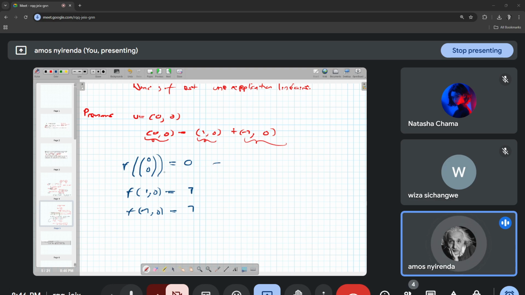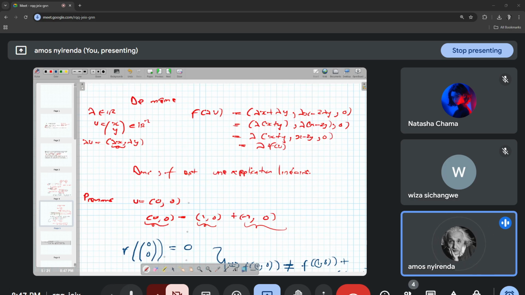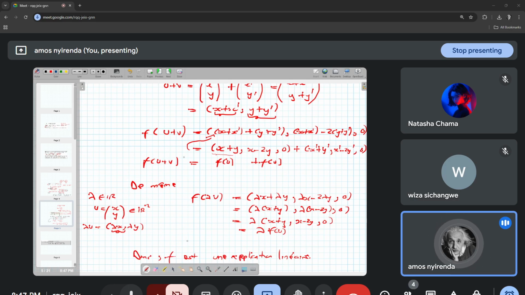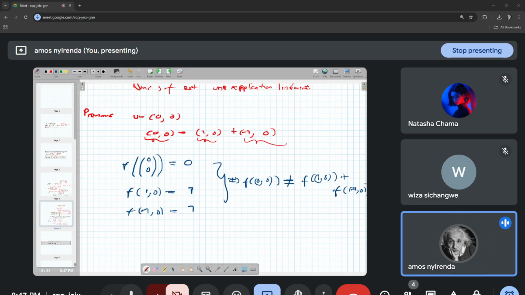So what do we see? We have that f of 0, 0 is not equal to f of 1, 0 plus f of minus 1, 0. This is a counter example, so the first property has been violated. So this cannot be a linear mapping, because if it has to be a linear mapping, the first two conditions are supposed to be true: stability by addition and stability by scalar multiplication.